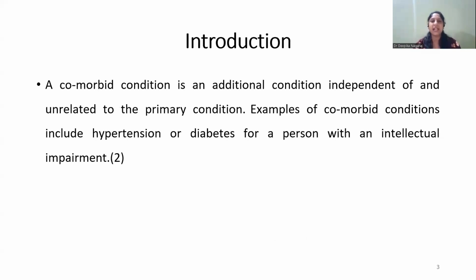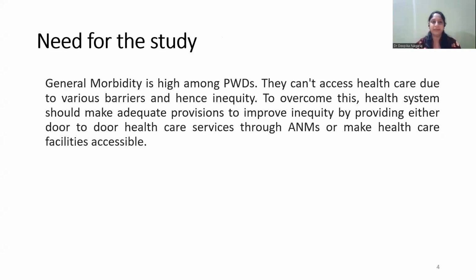A comorbid condition is an additional condition independent of and unrelated to the primary condition. Some examples include hypertension or diabetes in a person with intellectual impairment. General morbidity is high among persons with disabilities. They can't access healthcare due to various barriers, and hence lies the inequity.